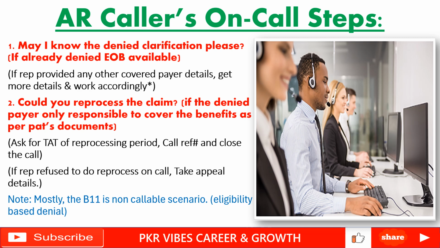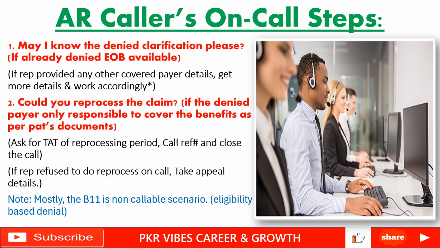So at that time, if the rep provided any other covered payer details, for example, the rep is telling that the claim is denied for not covered by this payer, but we have information on what the correct payer is. If the insurance representative provides any other covered payer details, get more details. So what is the other payer name, what is the other payer member ID, and what are the other payer claim submission details, then you should work accordingly.